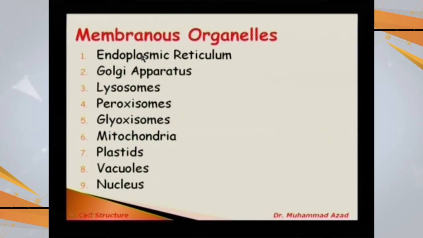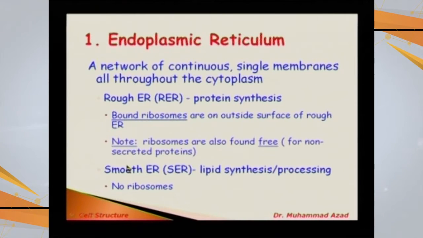So the first membrane-bound organelle is the endoplasmic reticulum, followed by the Golgi apparatus, lysosomes, peroxisomes, glyoxysomes, mitochondria, plastids, vacuoles, and nucleus. Starting with the endoplasmic reticulum, what is it? It is a network of tubes and sacs.